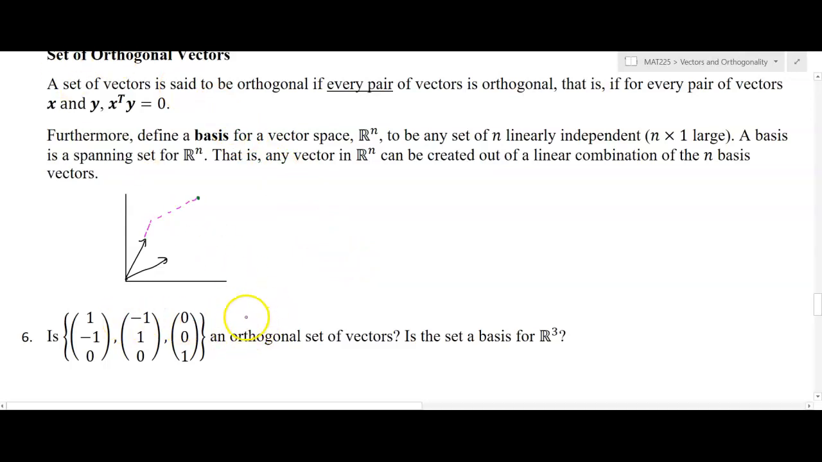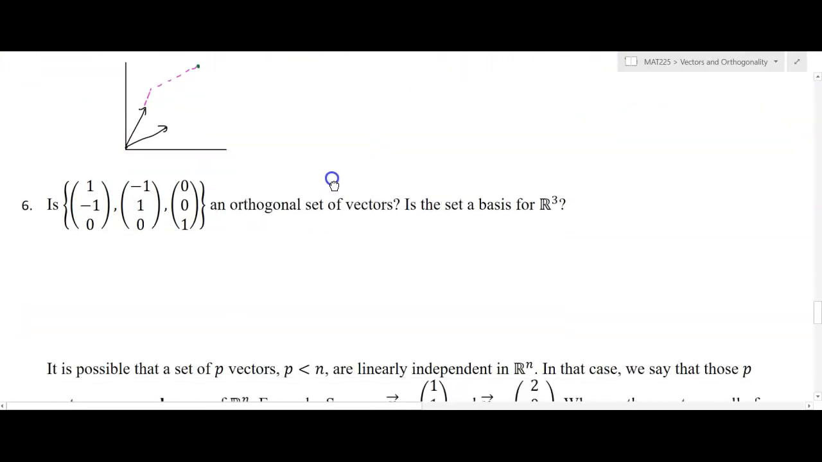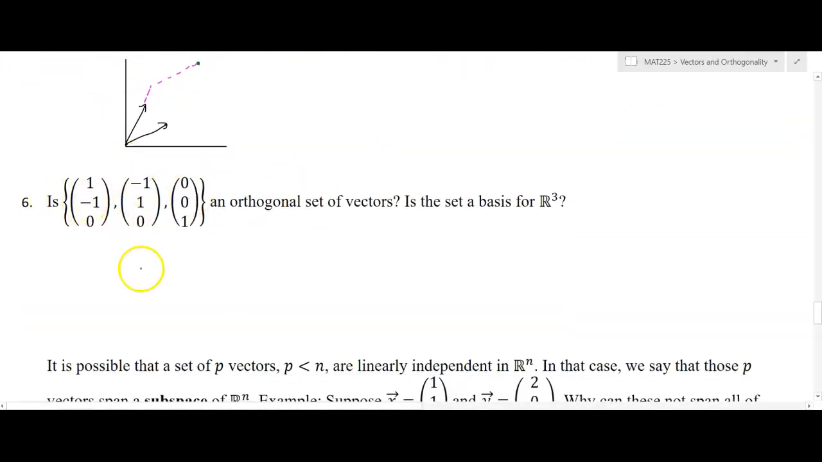So is this an orthogonal set of vectors right here? Well, we need to check whether every pair of vectors is perpendicular. So we have to check those 2, we have to check those 2, and we have to check these 2. So for 1, -1, 0 and -1, 1, 0, we would get -1 times 1 minus 1 times 1 plus 0 times 0, which is actually -2. So already the answer is no, because every pair has to be orthogonal.